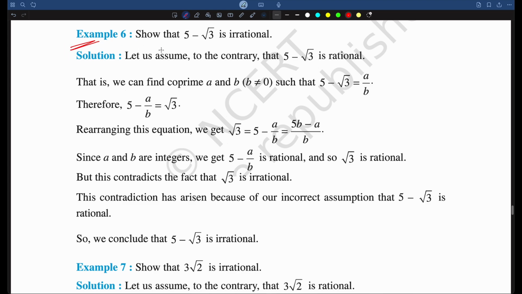Example 6 says: prove that 5 minus root 3 is irrational.